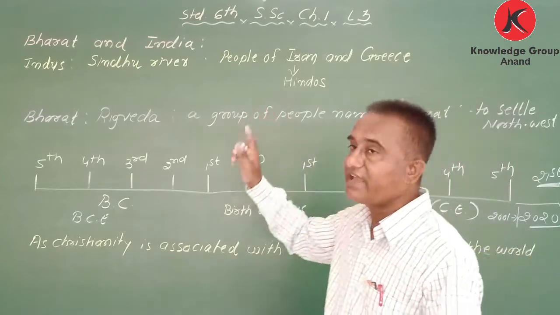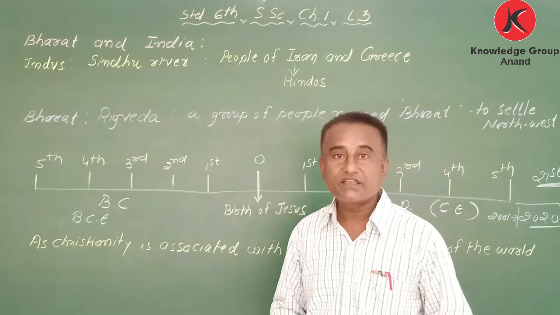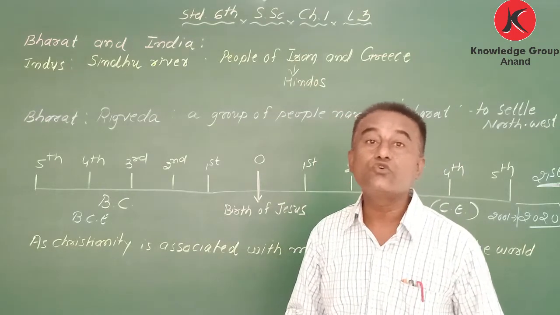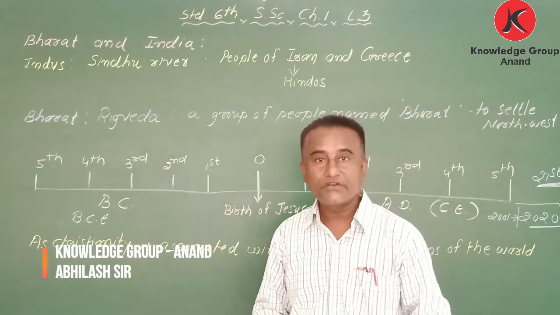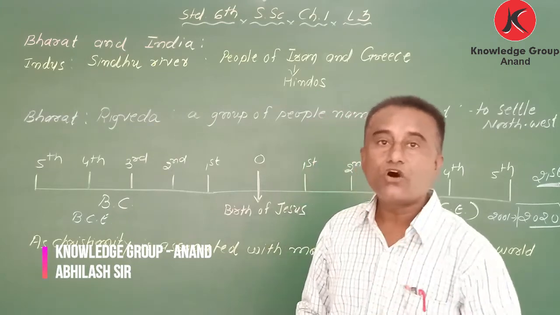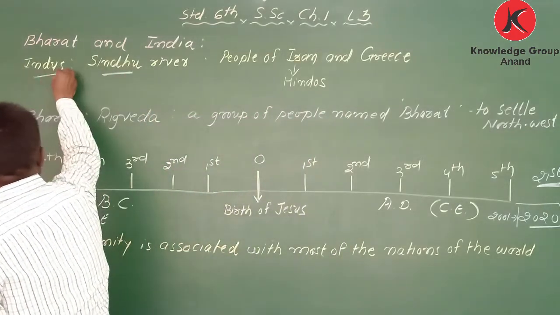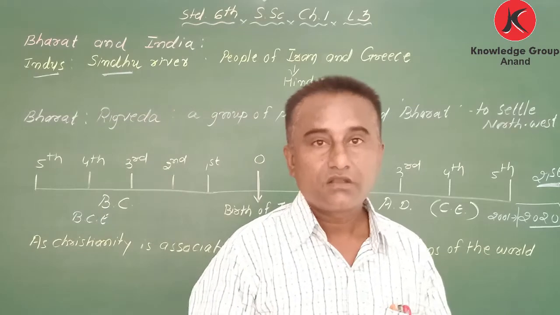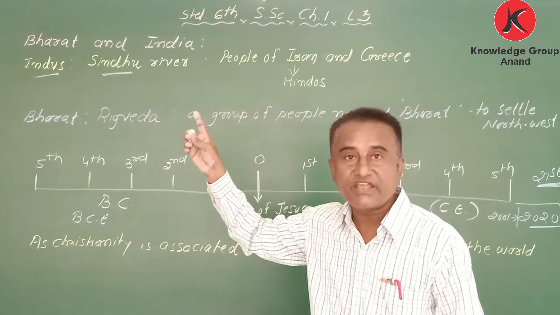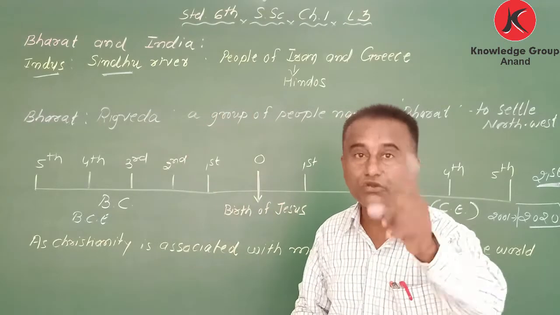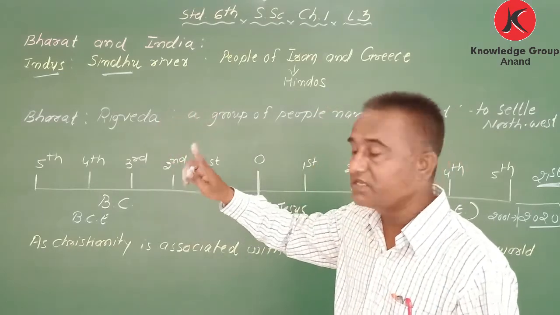Another name, India. Now, how does the word India come? My dear students, the word India comes from the word Indus. Indus is the name of one of the rivers. Another name of that river is Sindhu. In English we say Indus. How the word India comes, that I am going to explain. The name India comes from the river Indus. Indus means the Sindhu river.